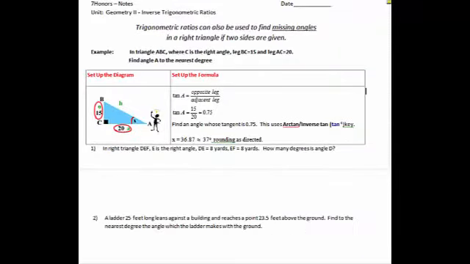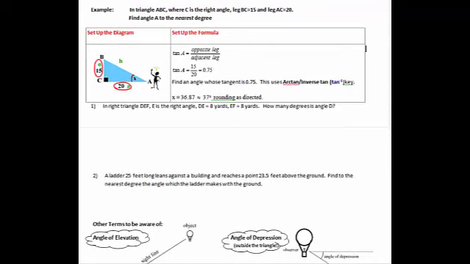Let's look at a few more examples. In right triangle DEF, E is the right angle, DE is 8 yards, EF 8 yards also. How many degrees is angle D? Hopefully right now you know the answer to that, but that's okay. Let's solve it anyway using our inverse trig functions. So draw a picture as if you didn't know what this angle was, and label it, as drawing the picture is the key to most of these problems.